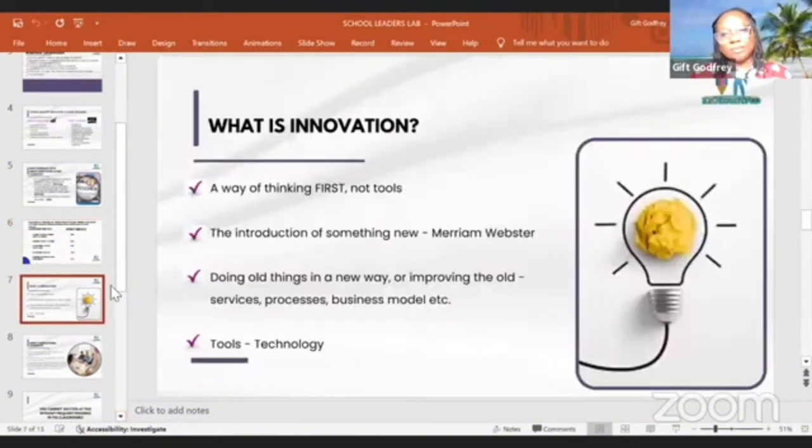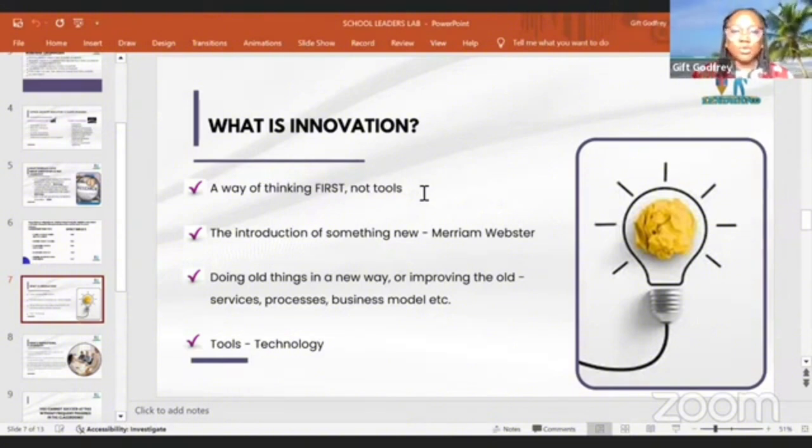So let's go on. What is innovation? Now that we have looked at the numbers, we have seen what executive leaders, educators all over the world are doing. Can we now ask ourselves, what's innovation? Now, it's a way of thinking first, not tools. When I am having conversations with school leaders and I tell them you have to be innovative, they say, well, we don't have money to deploy technology. Innovation is not first of all about technology. That's not true. It's a way of thinking first. When you change the way you think, every other thing follows suit.